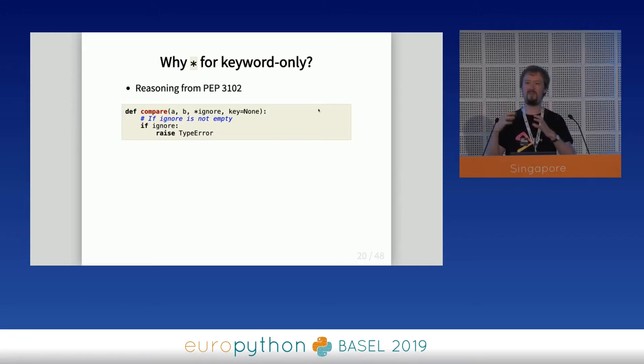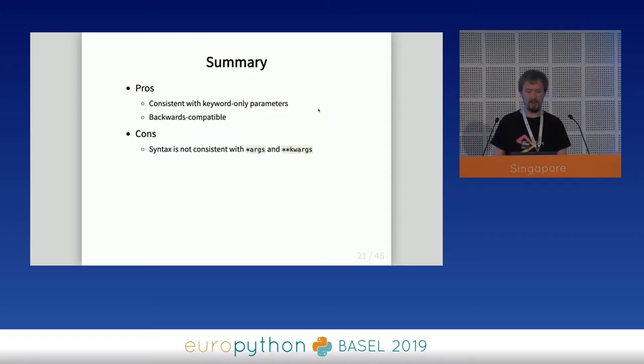consumed some of the arguments that you passed to your function. For example, if you pass key not as a keyword argument, but as a positional one, it will be consumed by ignore, and you can check if ignore is not empty, and then raise, for example, a type error. So if you remove this word ignore, you get this single star that is used now in Python 3 for separating keyword only parameters from anything else. So to summarize, we now have a consistent situation when we have syntax to define both positional only and keyword only arguments in Python functions. And it's backwards compatible, which is always a good thing. And the downside is, yeah, it's, well, not consistent with star args and double star keyword args, but yeah, it's a compromise.